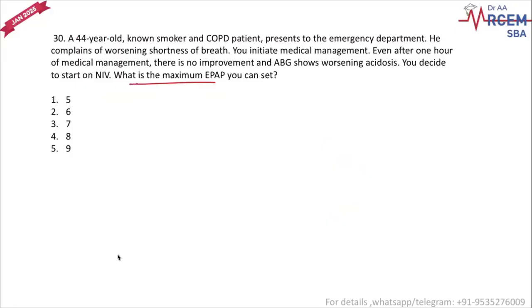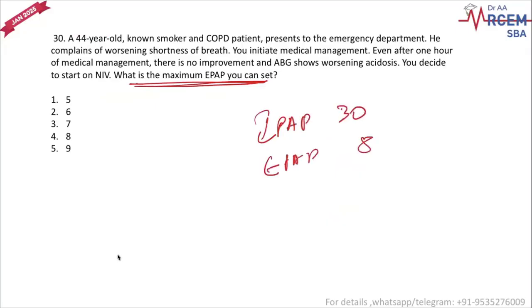They're asking what is the maximum EPAP you can set. IPAP maximum, the question had already come, is 30. EPAP maximum, what you can set, is 8. So the EPAP maximum setting is 8. The fourth one is the right answer.